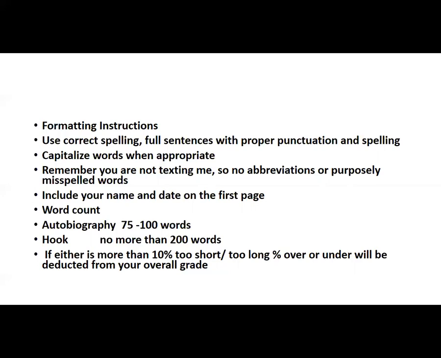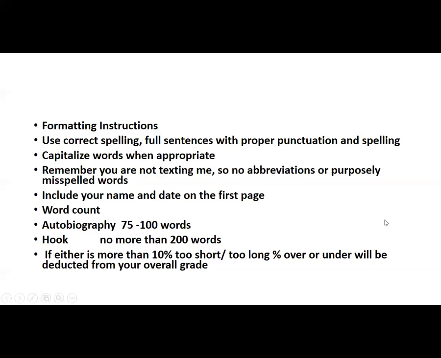Your autobiography should be anywhere between 75 to 100 words. Don't make it longer. Don't make it shorter. If it's 102 words, that's fine. If it's 73 words, that's fine. But try not to go beyond that.